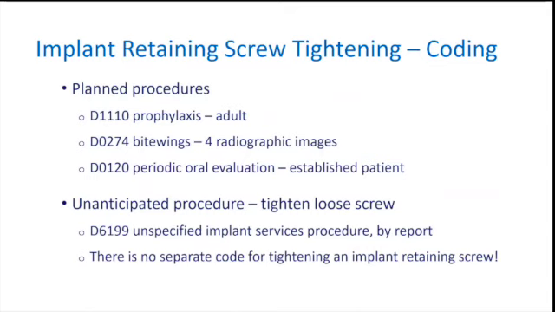Again, there is no code for simply tightening an implant screw. So a by-report code, D6199, is used. Note that simple tightening is not coded with D6080, which you might go through the code book and say, oh, I can use this. Well, that is used for implant maintenance procedures when removing a prosthesis for it to be inspected and to have it cleaned and to clean the abutments.